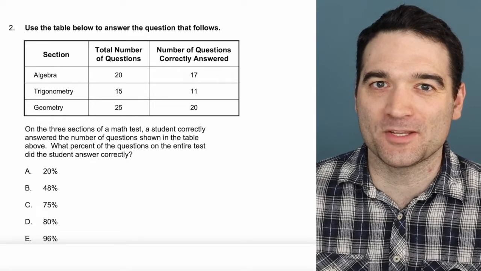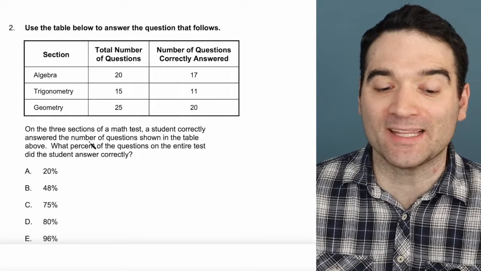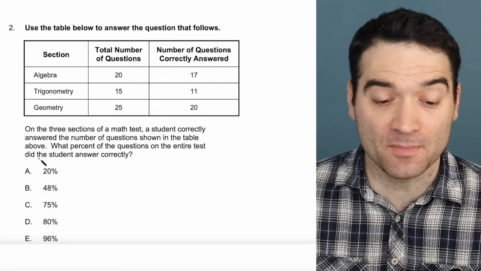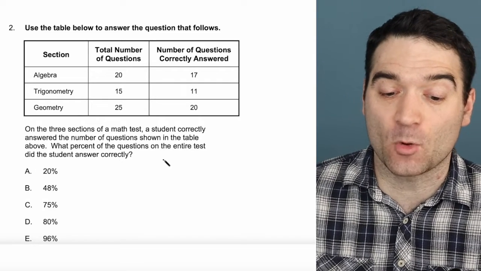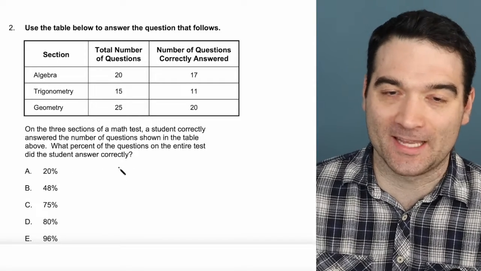Here's a CBEST math question. Let's take a look. On the 3 sections of a math test, a student correctly answered the number of questions shown in the table above. What percent of the questions on the entire test did the student answer correctly?